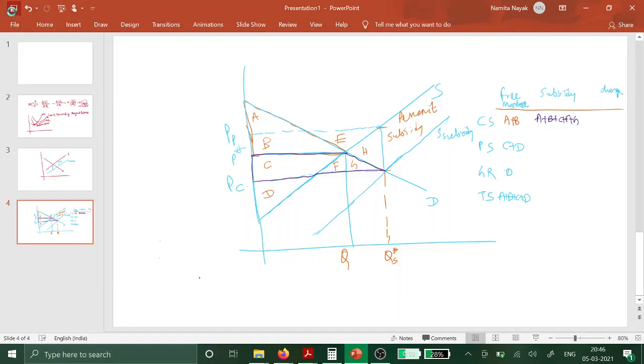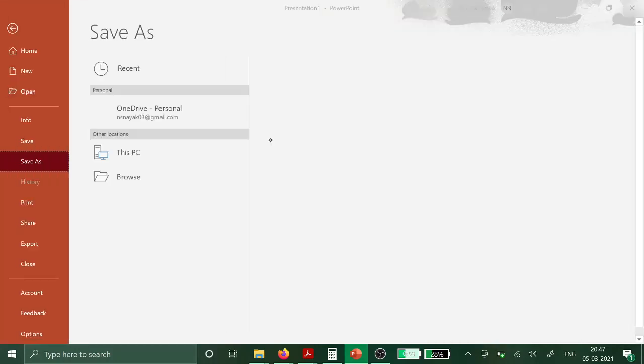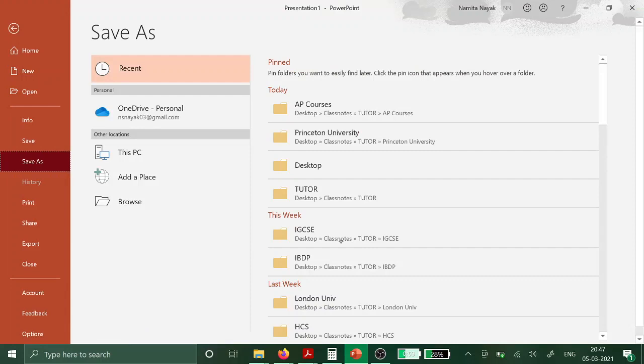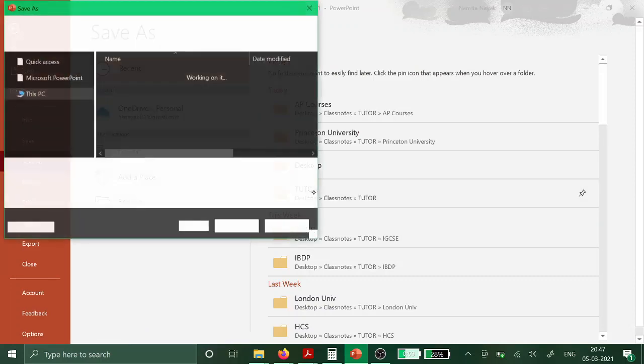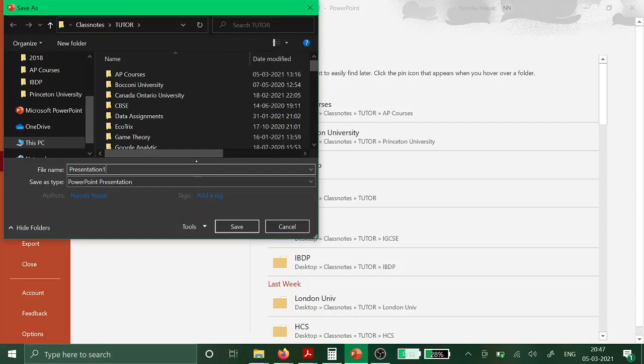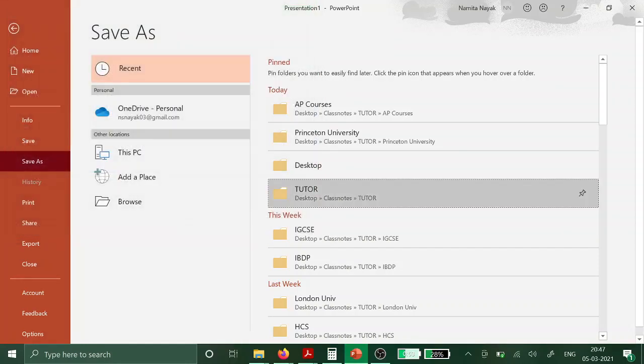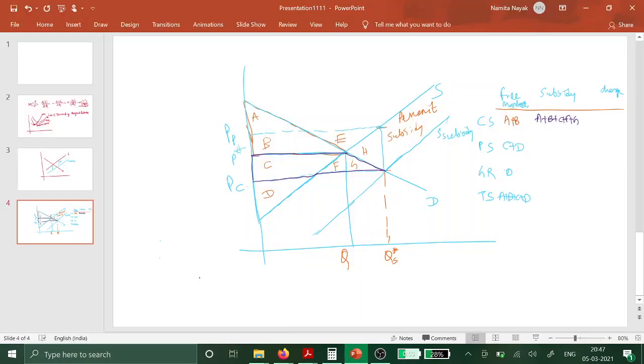The producer is now getting the subsidy units, right? That's right. So, where were we? I was talking about producer surplus. So producer surplus has now changed. It has also increased, right?